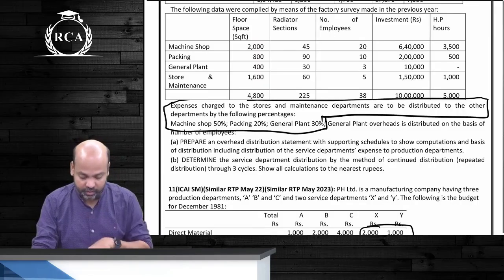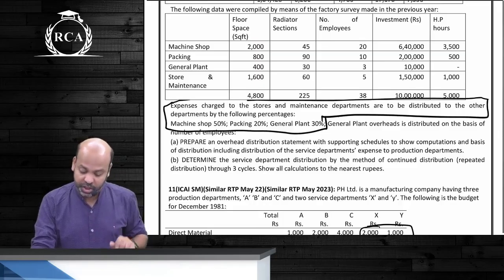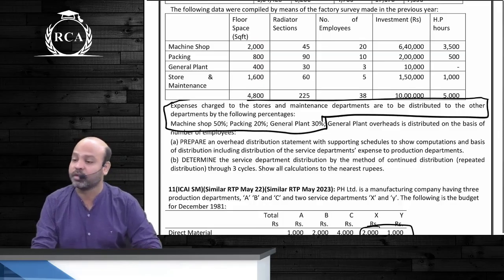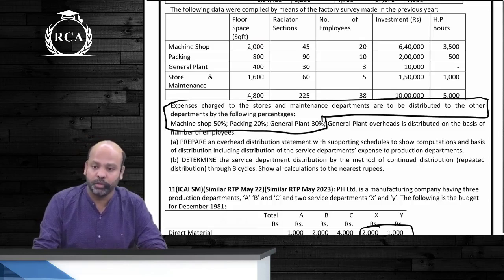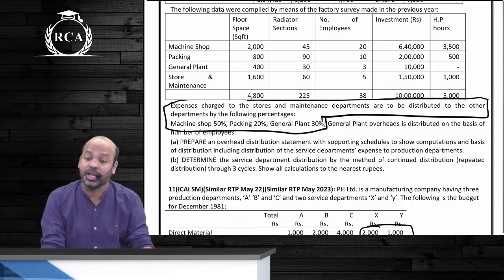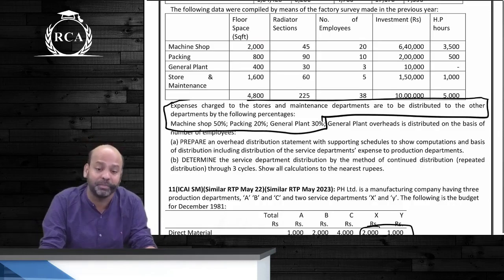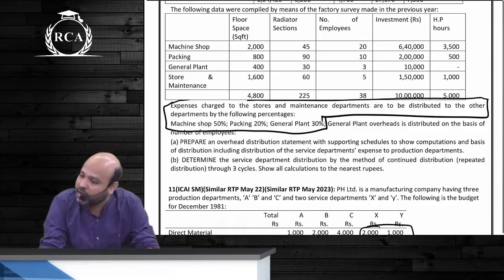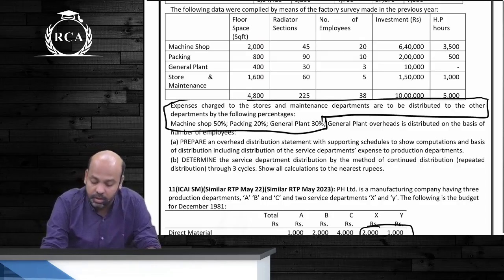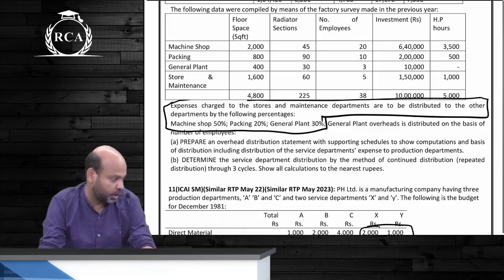Enter मारे तो it will go to the next line. General plant overheads will be distributed on the basis of number of employees. So for the second service department, the ratio for reapportionment is number of employees. Are we clear about this? Now, is it reciprocal method or non-reciprocal method?